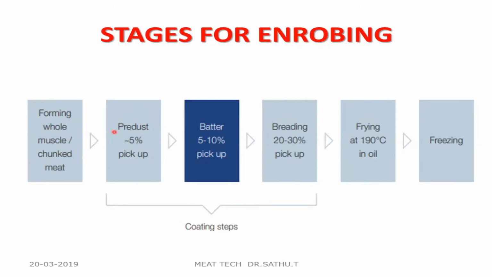So after we make a particular size and a particular shape, we go for pre-dusting. If pre-dusting is required, we go for pre-dusting. Then after pre-dusting, we go for battering. Then after battering, we go for breading. Then we go for flash frying or par frying. Then the product is frozen, and it is also packed and frozen. So these are the various steps involved in making the enrobed meat products. I'll repeat: forming, then pre-dusting, battering, breading, frying, freezing, and packing, or packing and freezing.